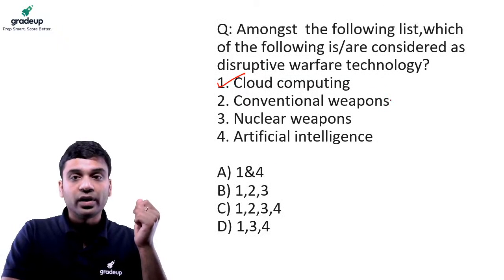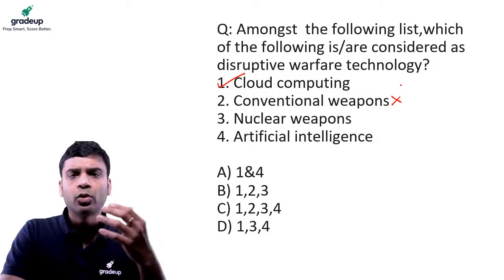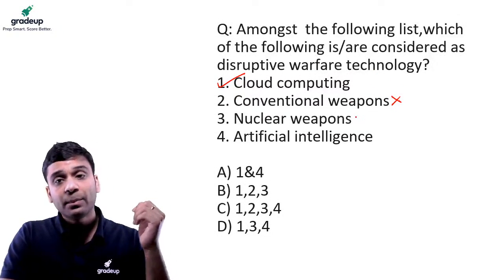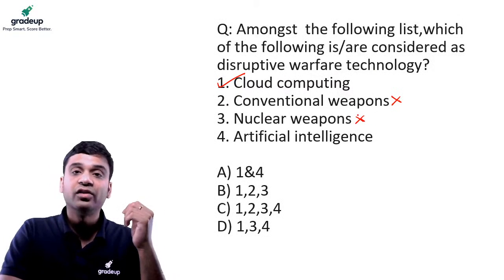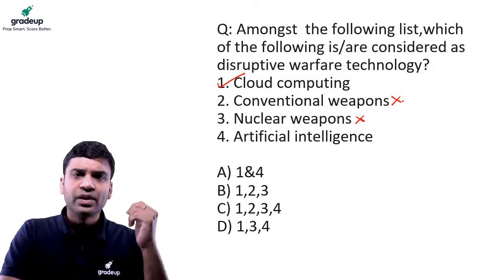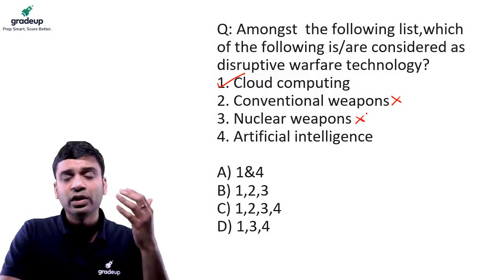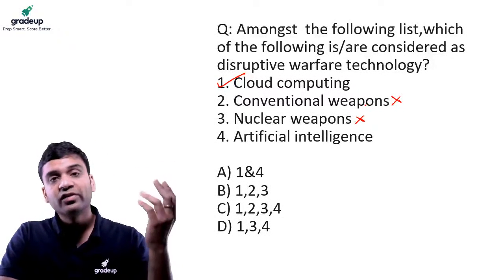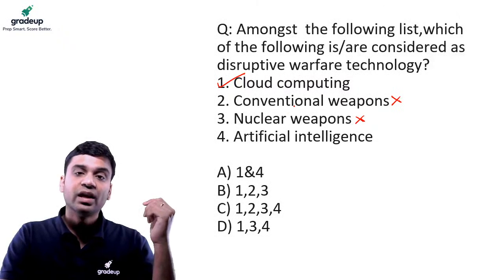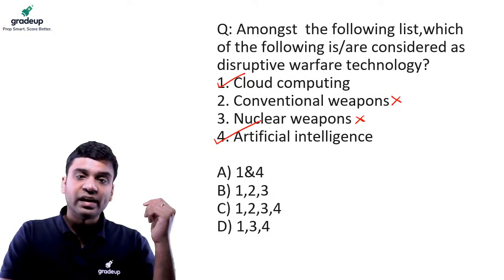Conventional weapons तो नहीं होंगे, है ना? Conventional weapons is your normal warfare. And nuclear weapons also, I wouldn't put it into disruptive. Because ये पहले से था. This is not my cutting edge technology. Nuclear weapons तो कब था? World War II के ज़माने से हो रहा था nuclear weaponry. And artificial intelligence तो है ही.